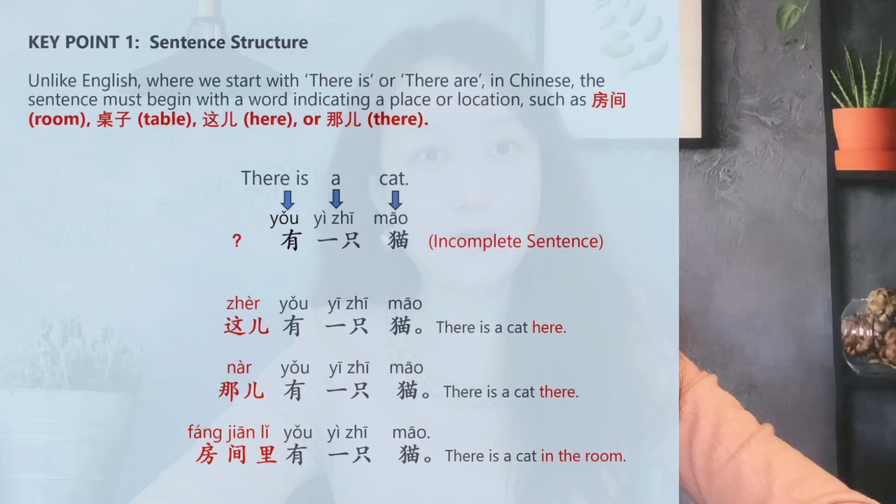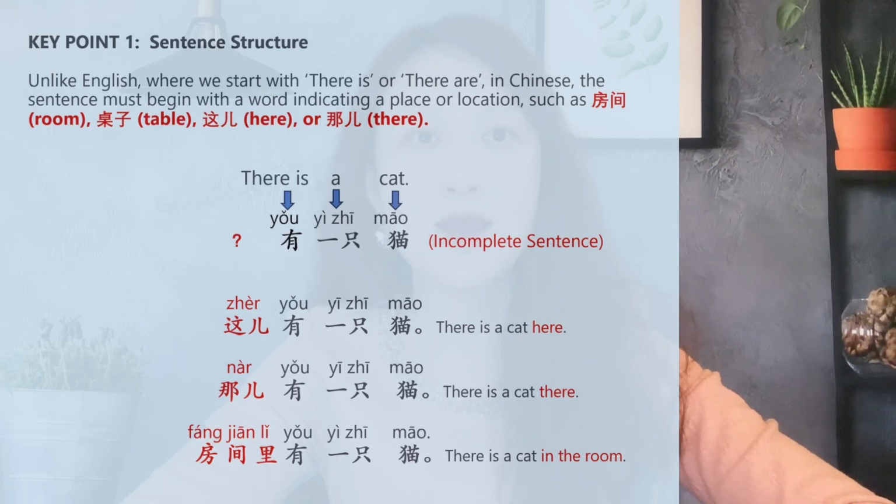Let's look at the structure of this sentence pattern. Firstly, the beginning of the sentence must be a word indicating a place or location, such as 房间, the room, 桌子, the table, 这儿, here, 那儿, there. It cannot start with 有, as in English with there is or there are. For example, there is a cat. If translated literally, it would be 有一只猫. However, in Chinese, this sentence would seem incomplete.